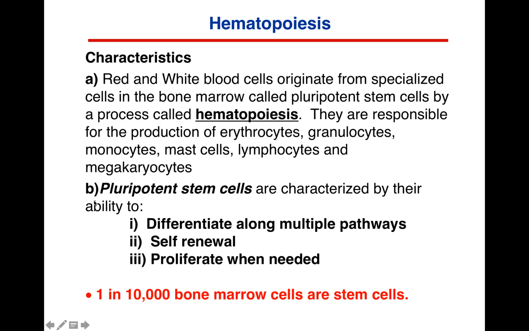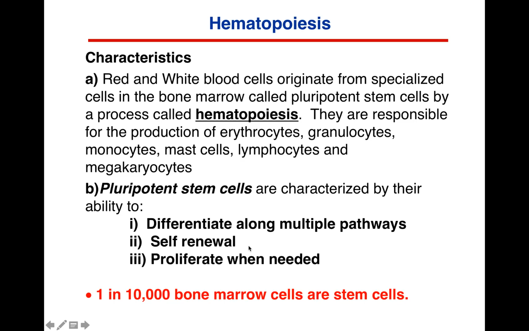Now, the pluripotent stem cells are the most important cells. There's not many of them. About 1 in 10,000 bone marrow cells are these stem cells. So they're by far one of the lowest populations of cells in the bone marrow. But they're characterized by their ability to do three things. One of those is to differentiate along multiple pathways, so in the proper environment, they can differentiate into other cell types.